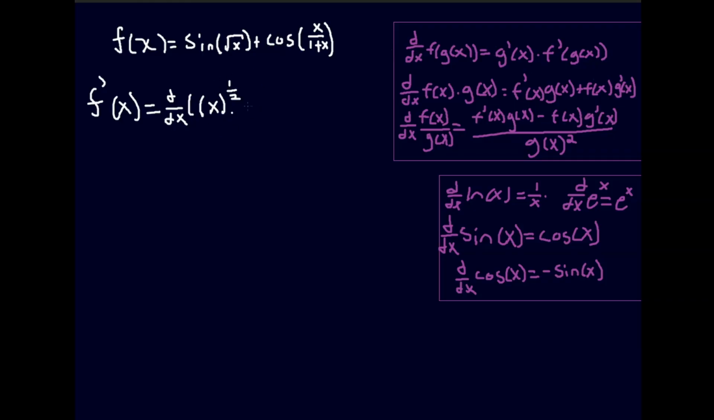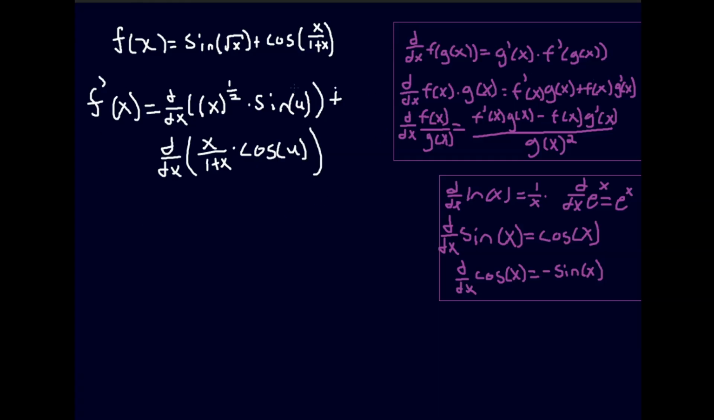We can see that it needs the power rule right away. And then we're going to want to differentiate that sine of u, u just being the square root of x. I'm putting it as sine of u just so it looks like something we know. Then we're going to want to differentiate this, and again, the exact same thing. I'm going to write this d by dx, pulling out that x over 1 plus x, times cos of u. And so let's differentiate this.